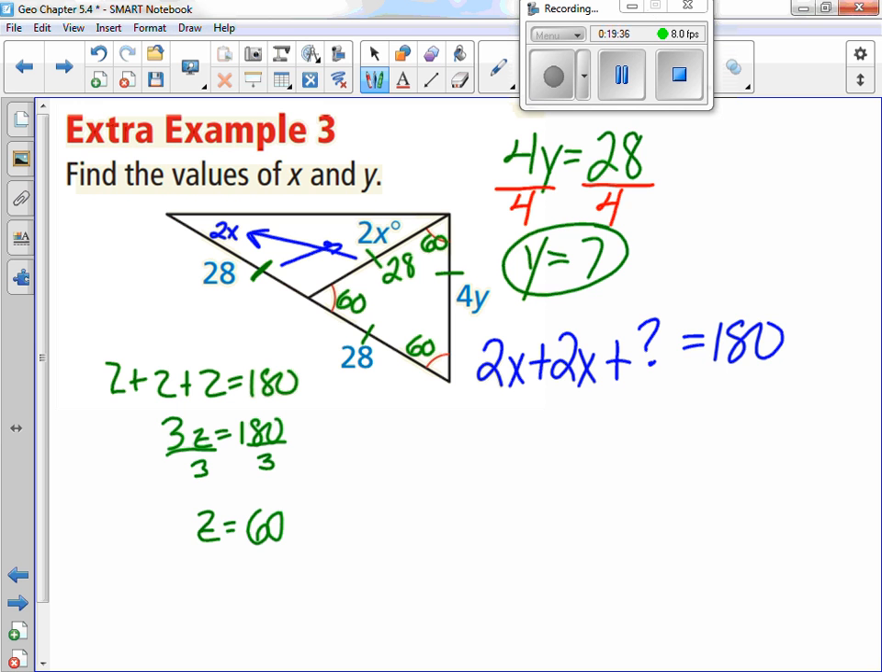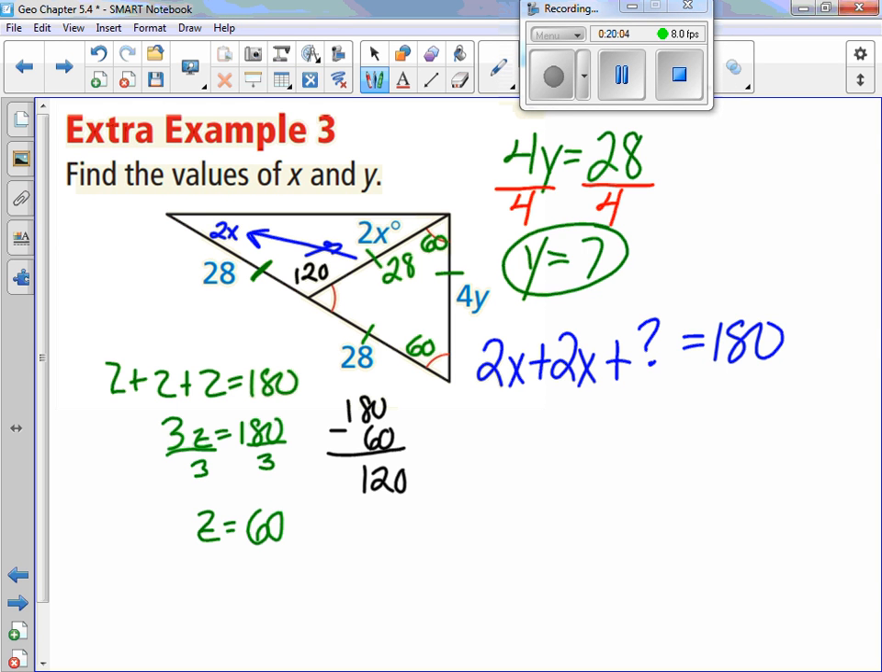Yes. These two here add up to be 180. So we could do 180 minus 60, which would give us 120. So that means this angle here is 120 degrees. Any questions on how we got to this here? Any questions on any of this so far?